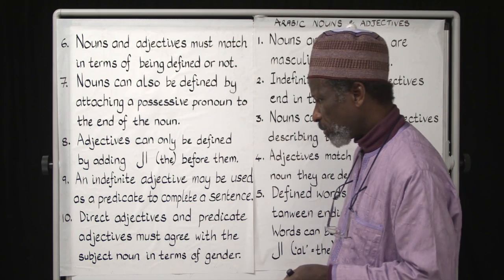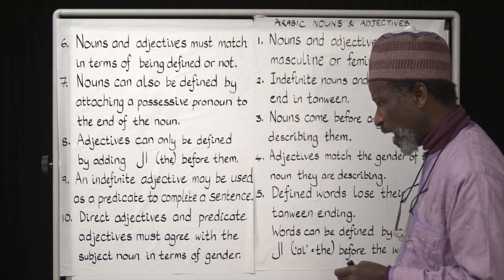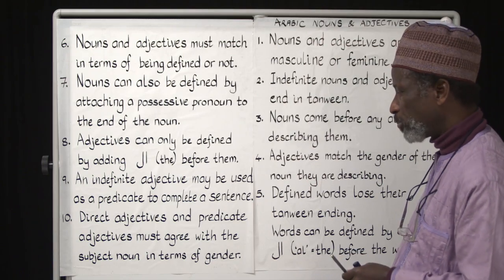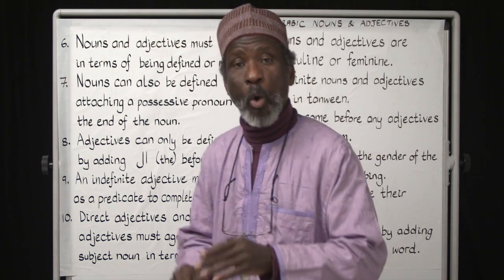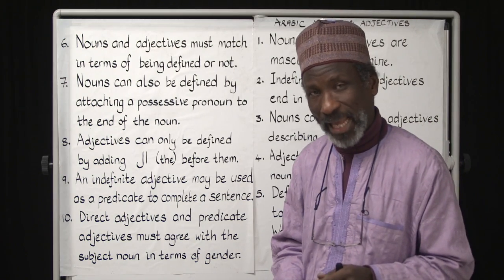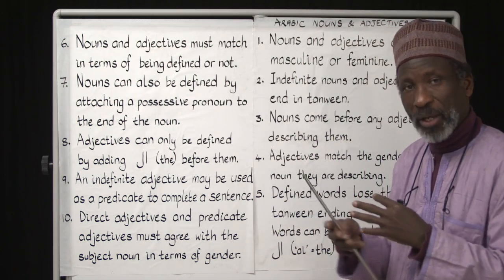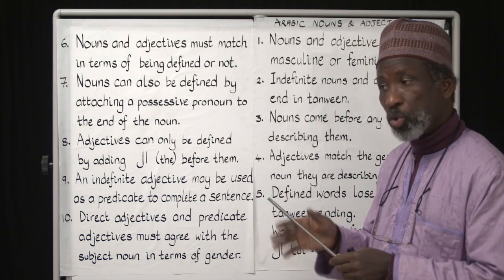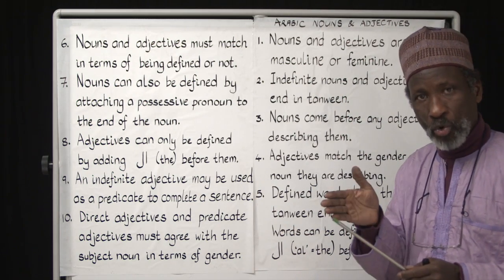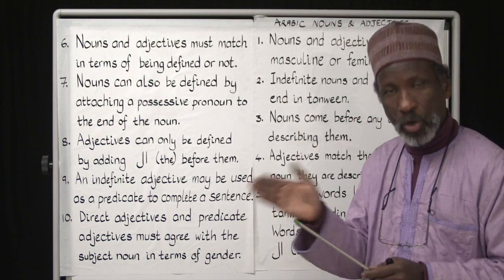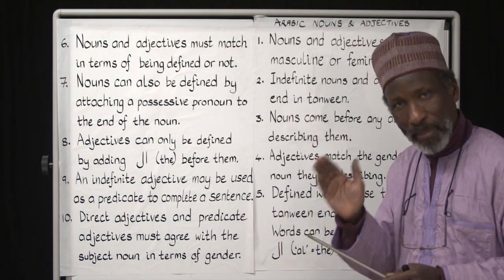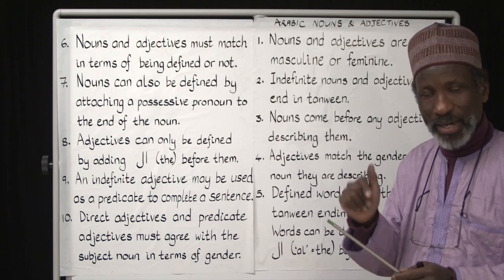Number ten, direct adjectives and predicate adjectives must agree with the subject noun in terms of gender. All the way through, the gender must be the same. You don't mix between masculine and feminine. Once you mention a masculine noun, you need to make sure your direct adjective is also masculine, or your predicate is also masculine, and the other way around as well.